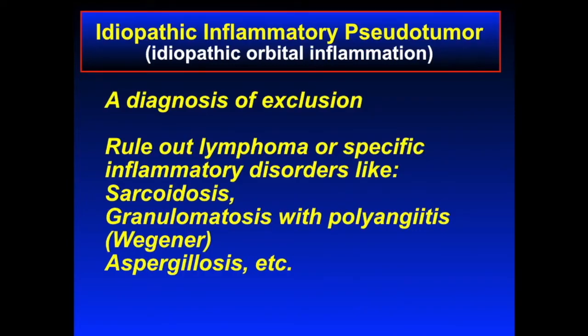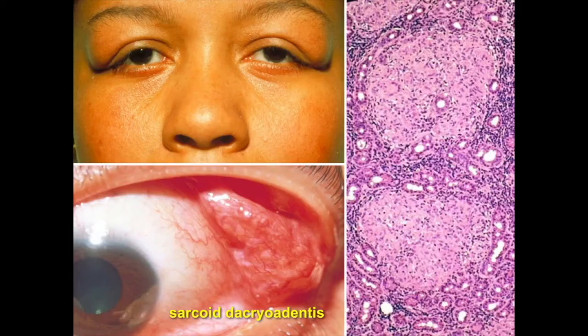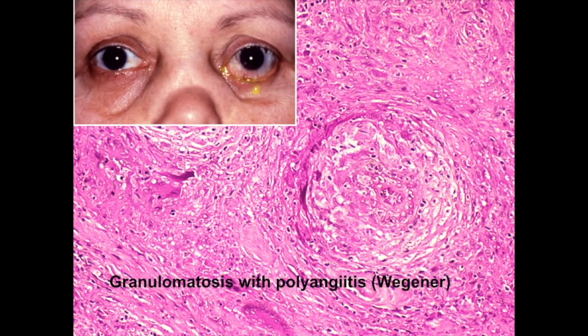Idiopathic orbital inflammation is a diagnosis of exclusion. Lymphoma or another specific inflammatory disorder like sarcoidosis, granulomatosis with polyangiitis, or aspergillosis needs to be excluded. Here's an example of sarcoid dacryoadenitis with the S-shaped lid fissures and the discrete non-caseating granulomas in the lacrimal gland. This patient has granulomatosis with polyangiitis, what was once termed Wegener granulomatosis.